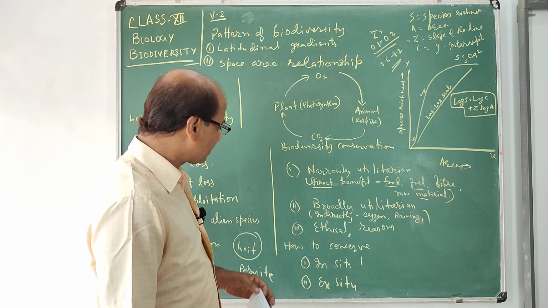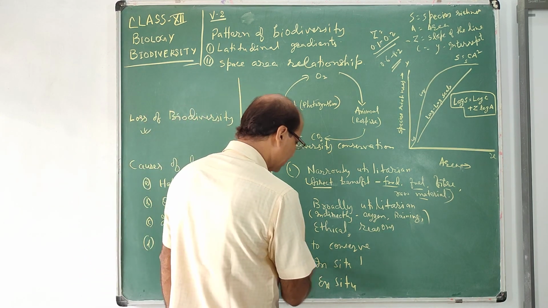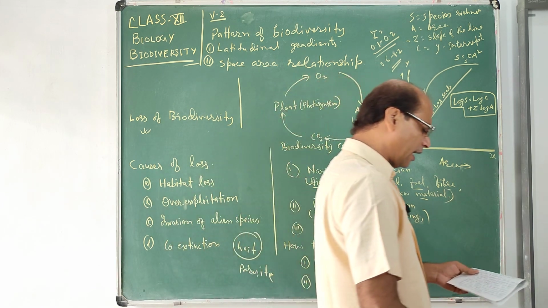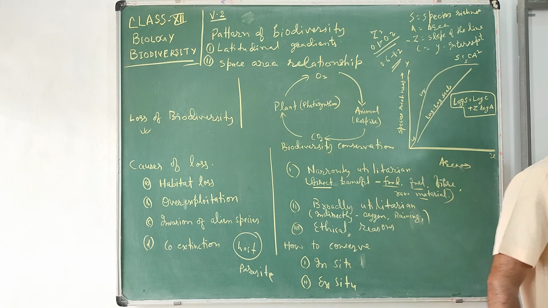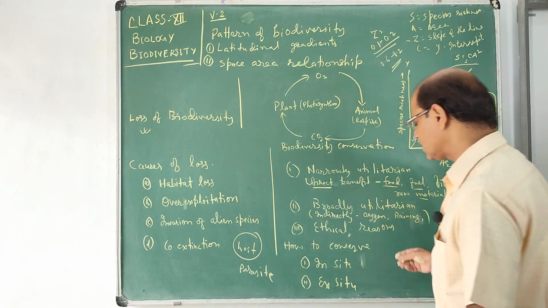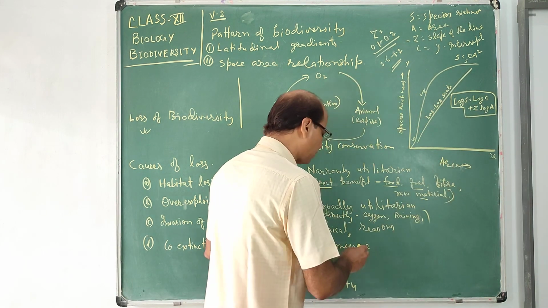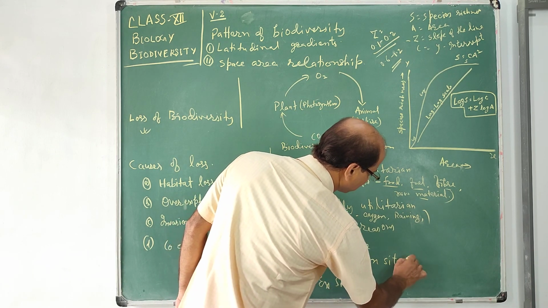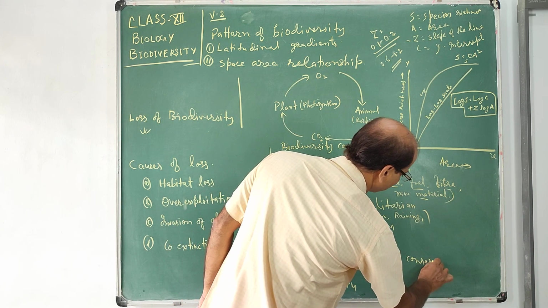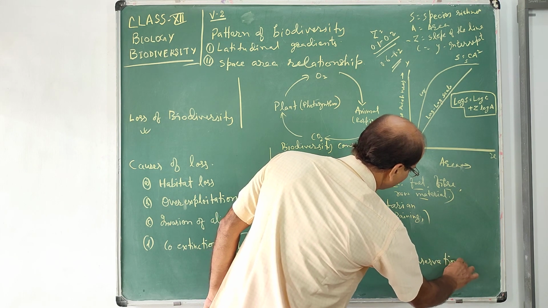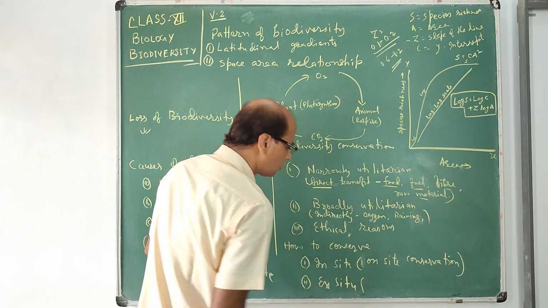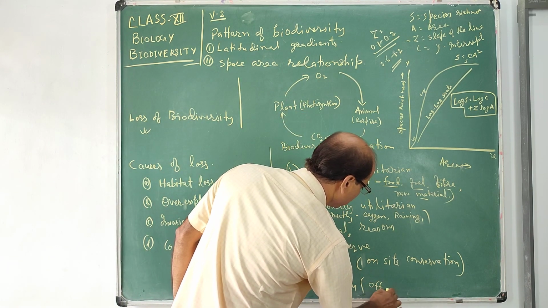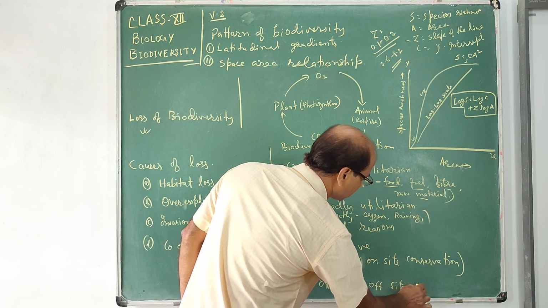So how do we conserve this? In situ conservation and ex situ conservation. These are the two types of conservation. In situ conservation means on-site conservation, where it is found. Ex situ means off-site conservation.